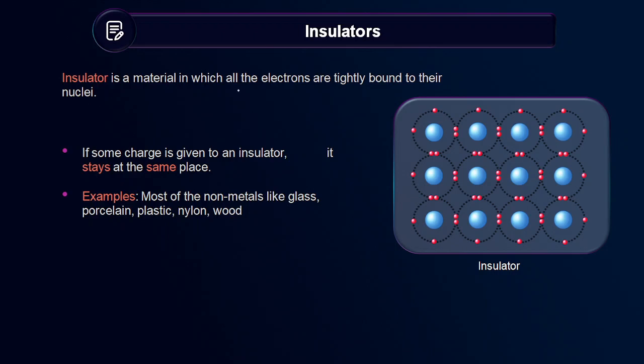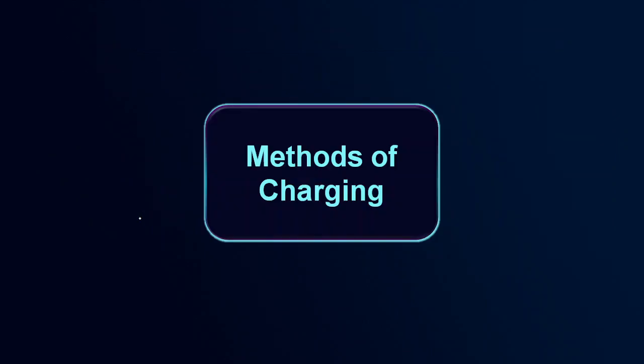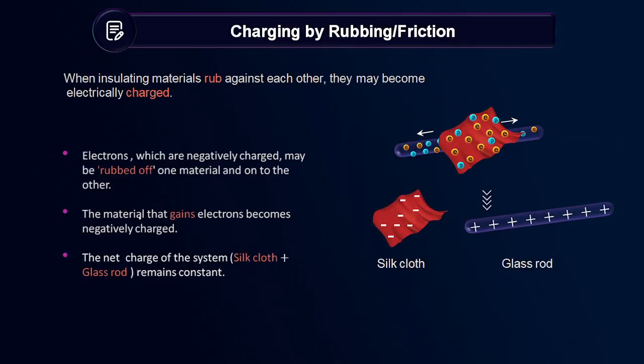Insulators are the materials in which all the electrons are tightly bound, meaning there is no free electron. So if some charge is given to an insulator, it will stay at the same place. Examples are most of the non-metals like glass, porcelain, plastic, nylon, wood, all these are examples of insulators. Simple, easy. Next is method of charging. So method of charging will be charging by rubbing or friction. When insulator materials rub against each other, they may become electrically charged.